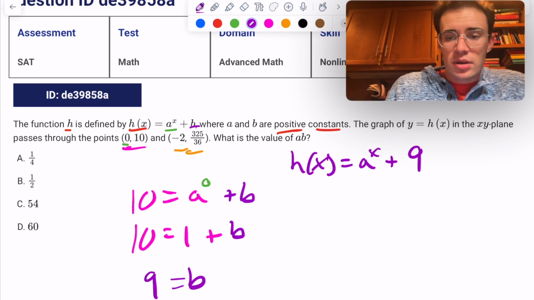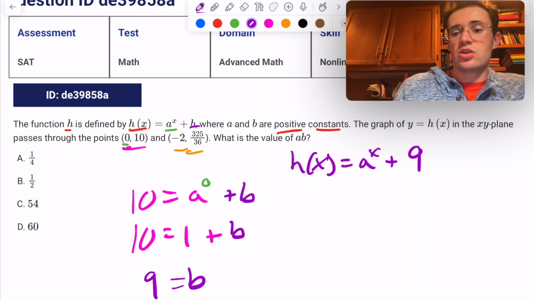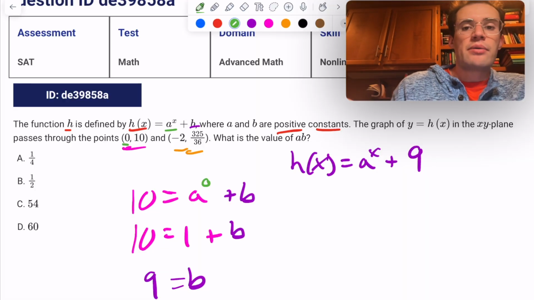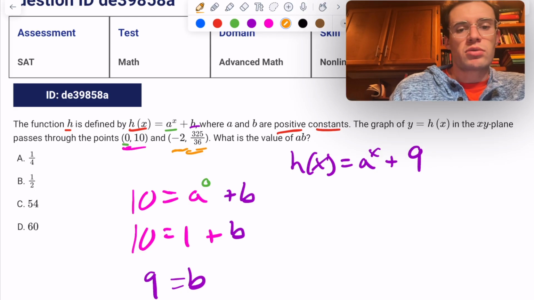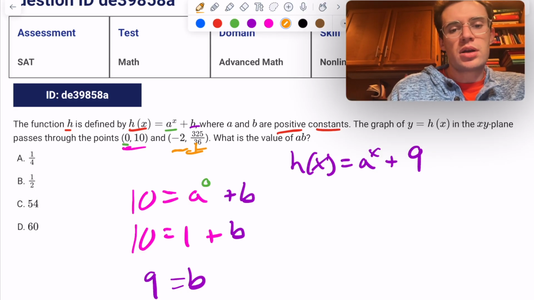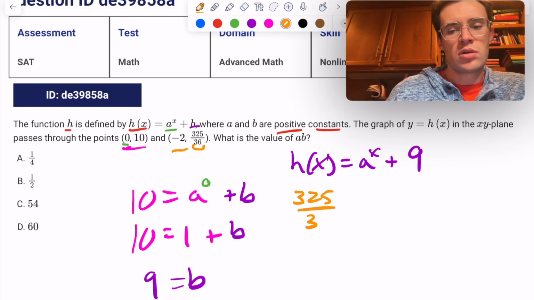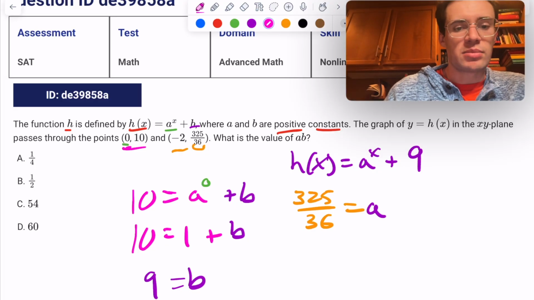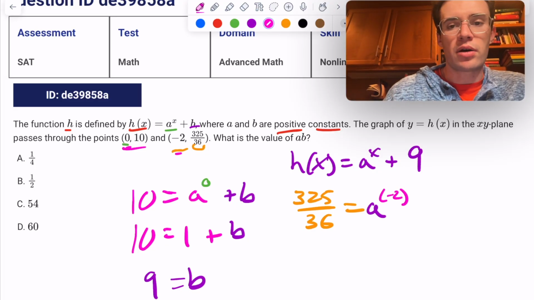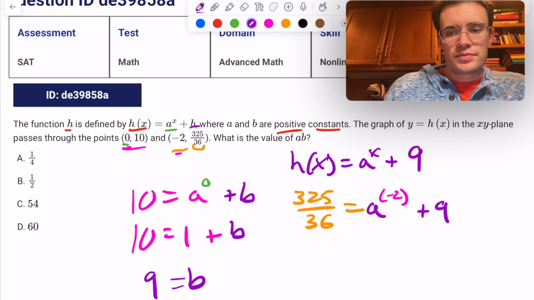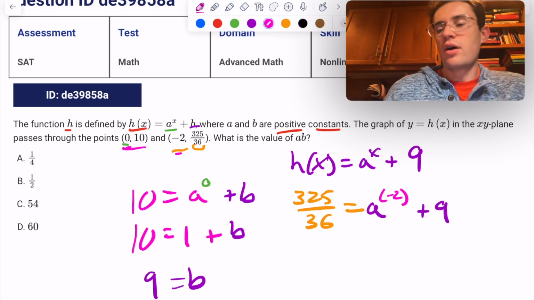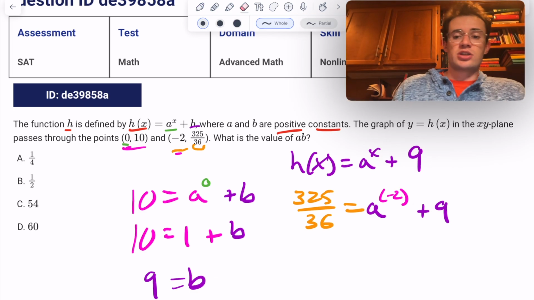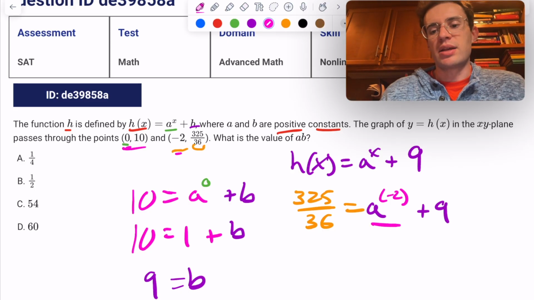And now that we only have one constant, just the a, there's no b left because the b is replaced with the 9. Now we can plug in this -2, 325 over 36. So the output is the y value, that's 325 over 36. So we'll plug that in over here. And that's equal to a to the, now x is going to be -2, so a to the -2 power plus 9. So if you have a negative power, you flip it to the other side of the fraction. There's no fraction here, but this is the same as a over 1. So it becomes 1 over a squared.